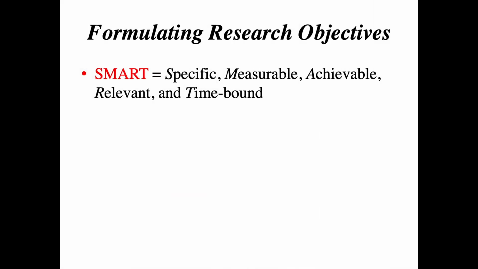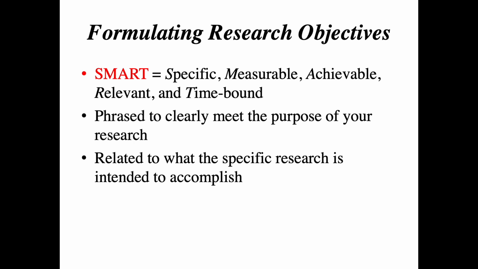Now, in order for your research objectives to be able to do just that, they have to be formulated the SMART way, okay? SMART is a mnemonic that stands for specific, measurable, achievable, relevant, and time-bound, right? And they also have to be phrased to clearly meet the purpose of your research, and they have to be related to what the specific research is intended to accomplish, okay?